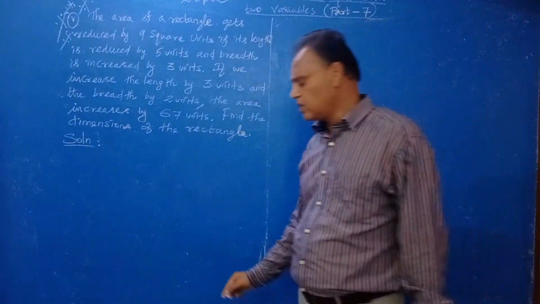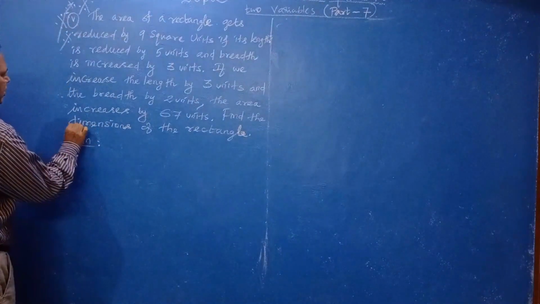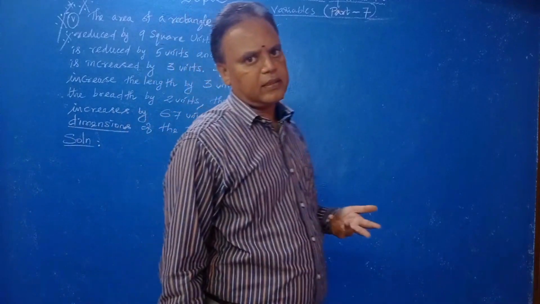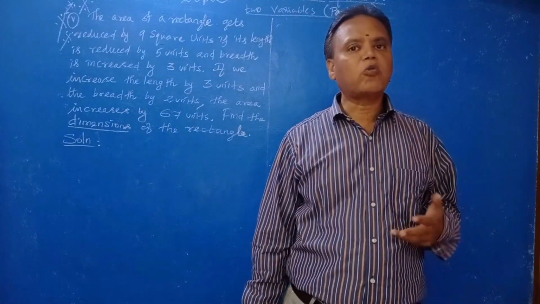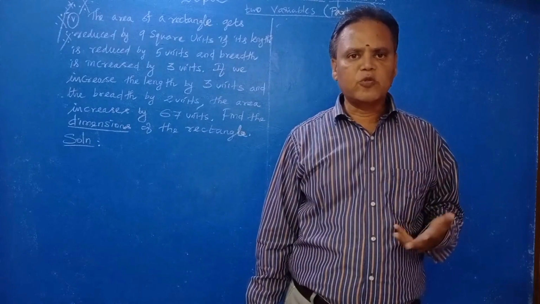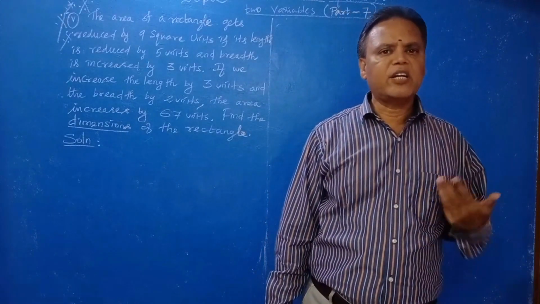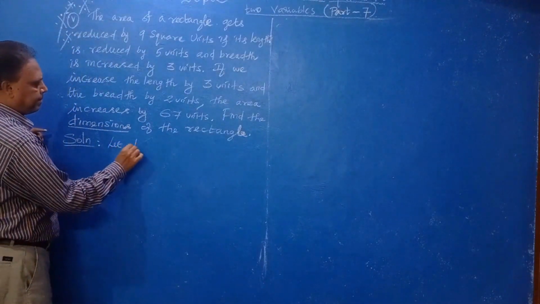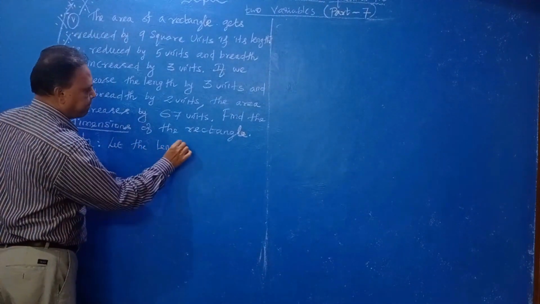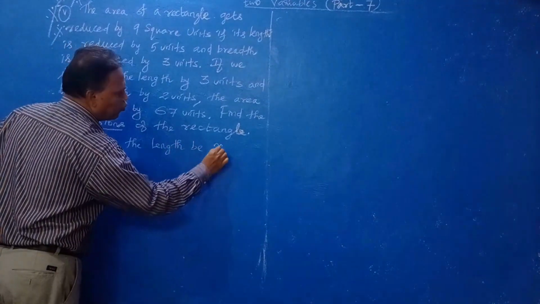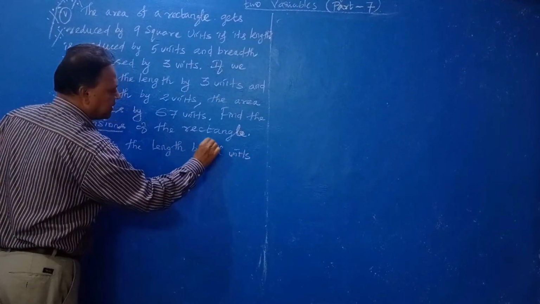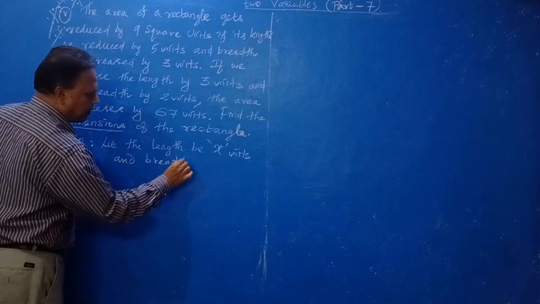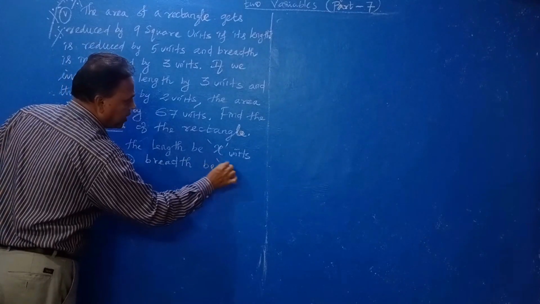First you should know what the dimensions are. What are the dimensions of a rectangle? Length and breadth. We actually don't know them, so you have to assume them. Let us assume the length be x and breadth be y. Let the length be x units, you write it, x units, and the breadth be y units.